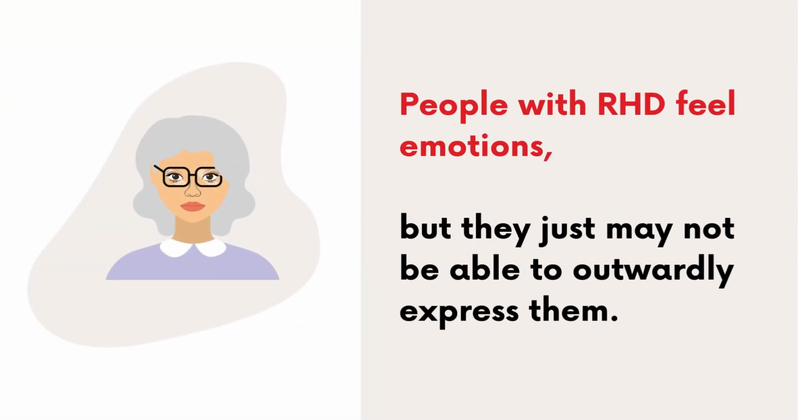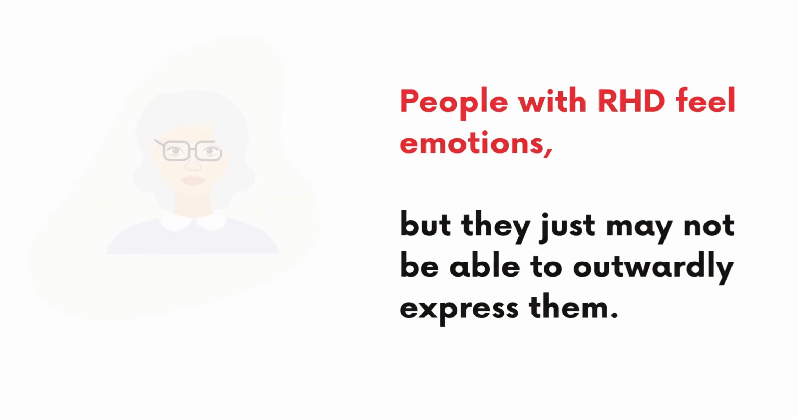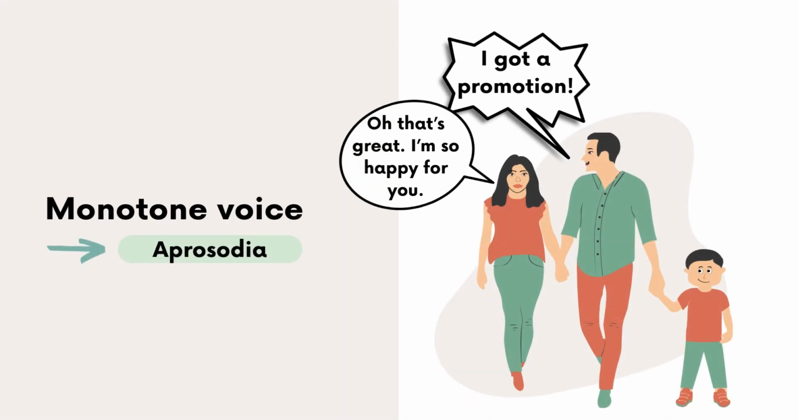If someone with RHD is not able to outwardly express their emotions on their face, that does not mean that they don't feel emotions. They feel emotions just as anyone else would. They just may not be able to express it on their face. RHD may also cause someone to have a monotone voice. This is because they may not be able to identify the differences in intonation of speech.